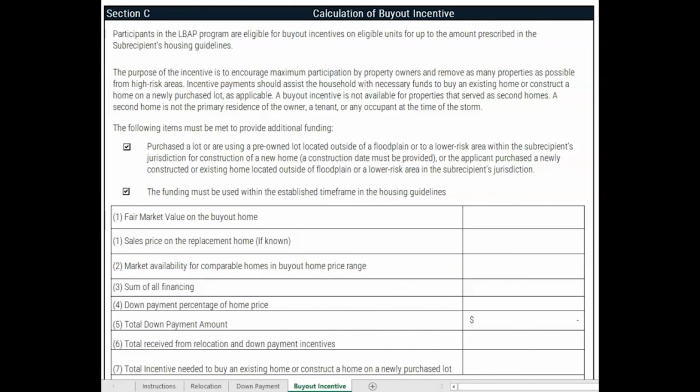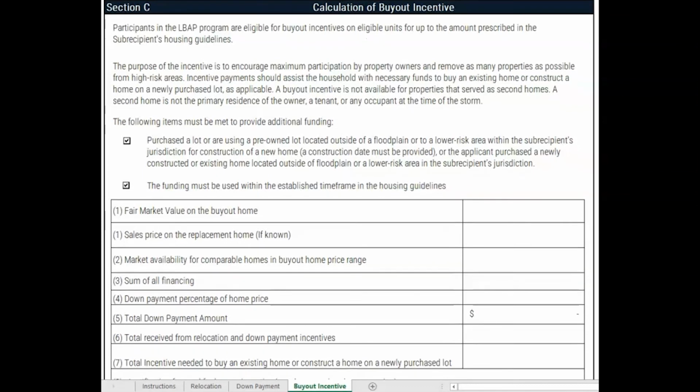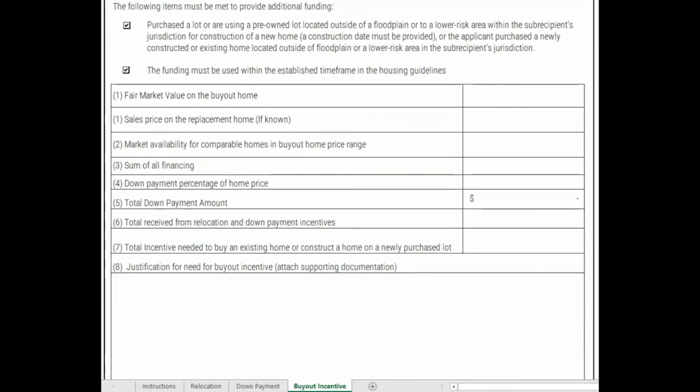Then, the applicant should input the information on the buyout home and the replacement home to be bought. First, input the fair market value on the buyout home. Note that this amount should match the offer amount that was given to the applicant in the offer letter. Then the subrecipient should input the sales price on the replacement home or lot that will be bought.